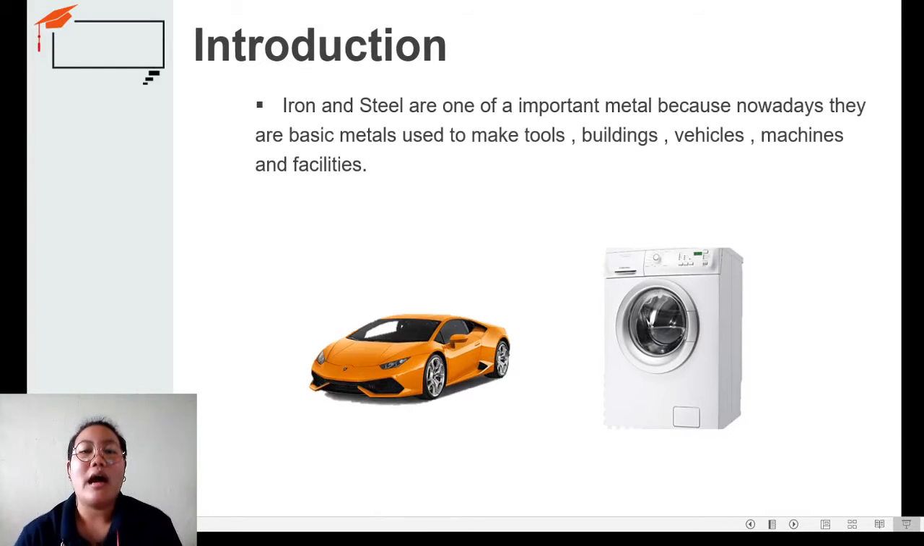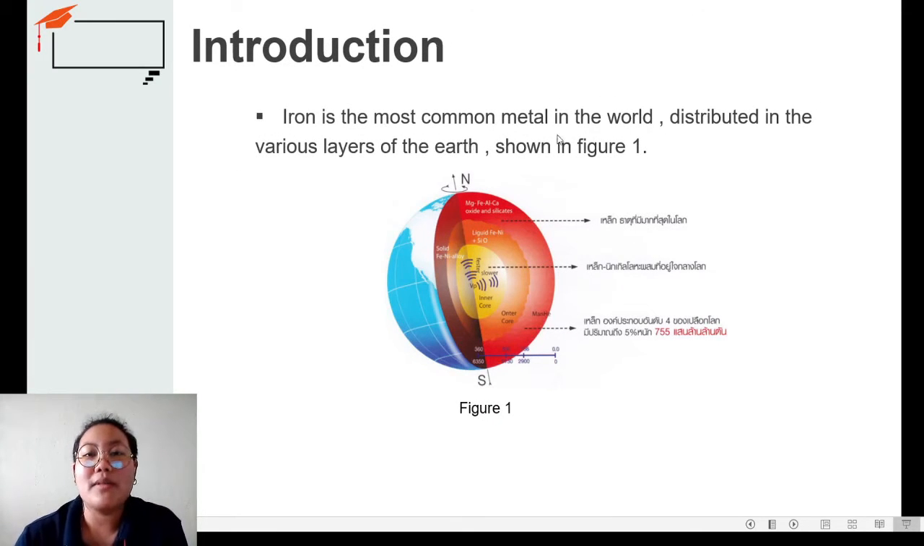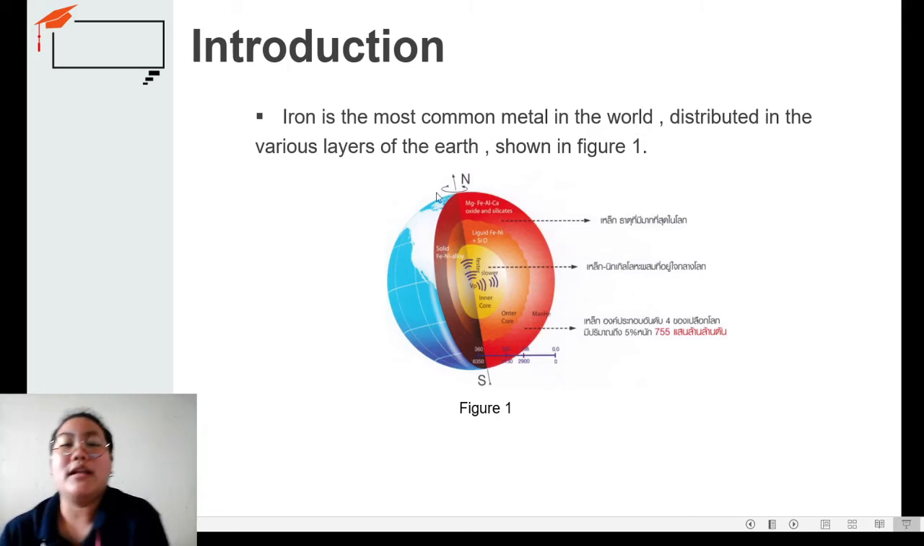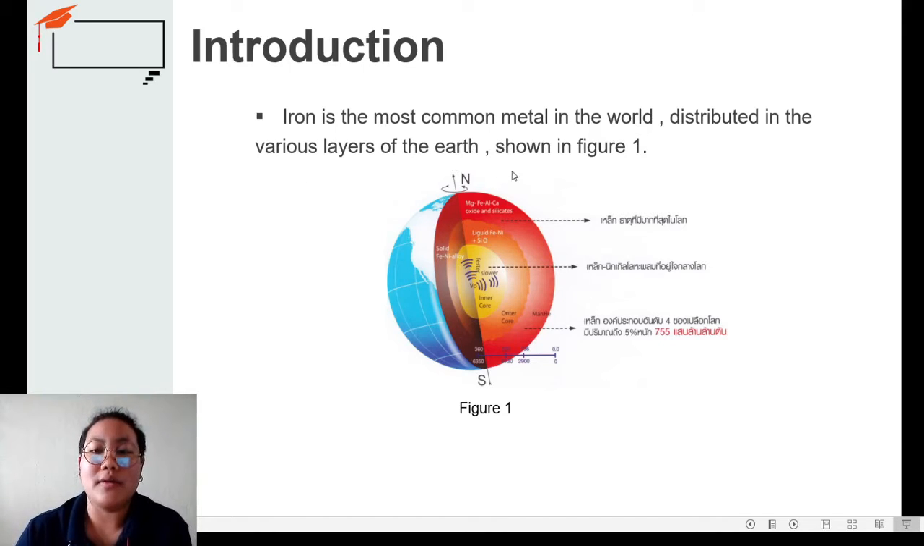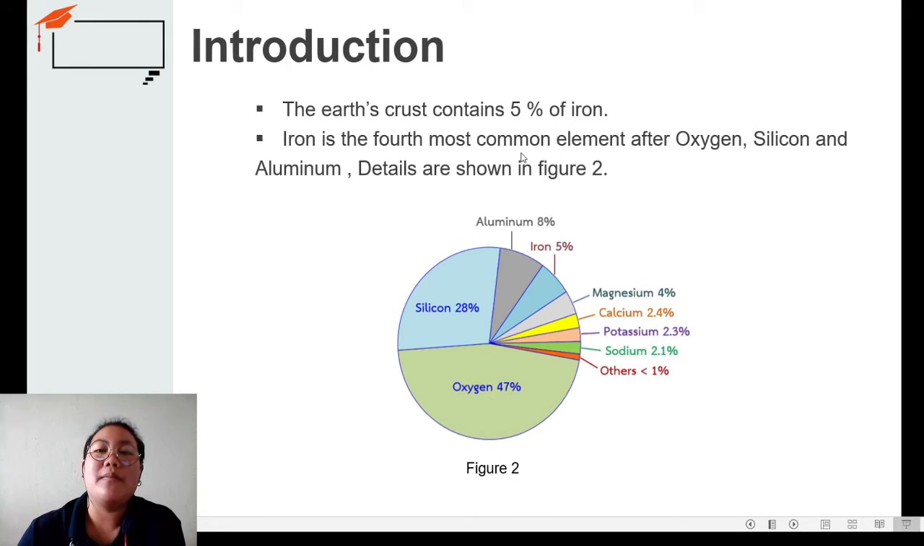Introduction. Iron and steel are some of our most important metals because nowadays they are basic metals used to make tools, buildings, vehicles, machines, and facilities. Iron is the most common metal in the world, distributed in various layers of the earth, shown in figure 1. You see the yellow zone is iron and nickel. The earth's crust contains 5% iron. Iron is the fourth most common element after oxygen, silicon, and aluminum.